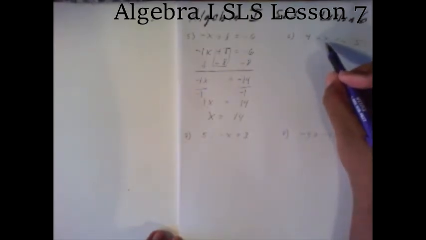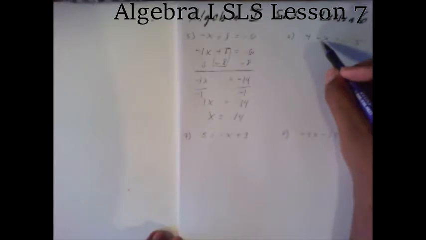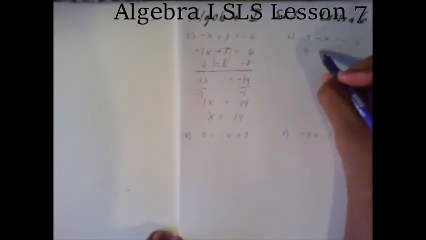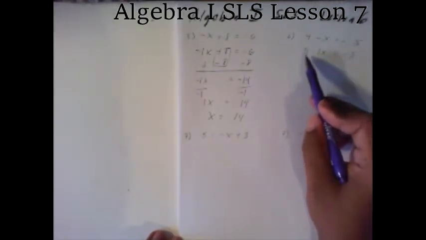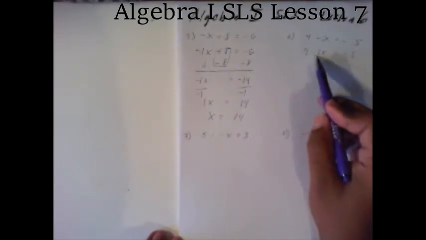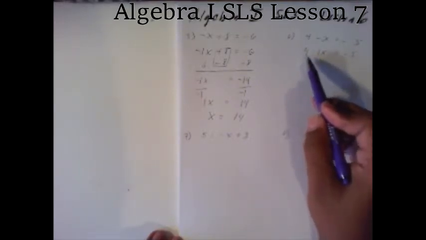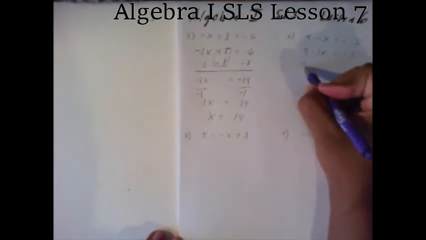Number 6. Once again, we have a negative x here, so we're going to expose the negative 1. So 4 minus 1 times x equals negative 5. And this is a left side problem, so we're going to get rid of the adding 4, and then we're going to get rid of the multiplying negative 1. So first the adding 4, so we'll subtract 4. What we do to one side, we do to the other.